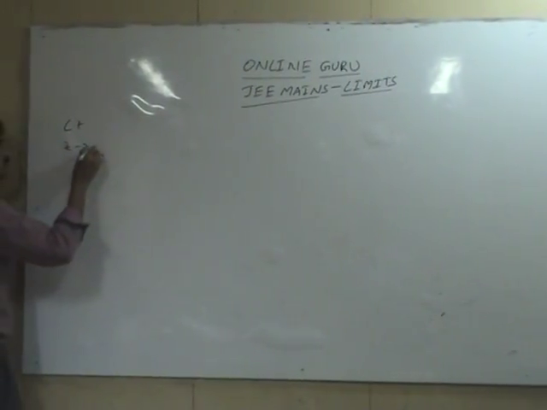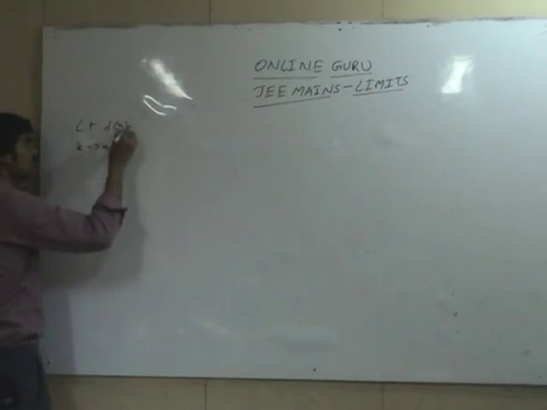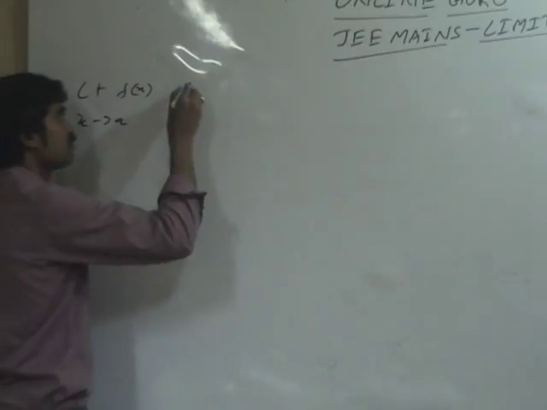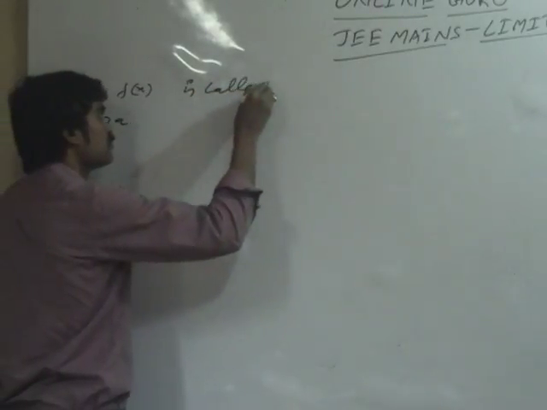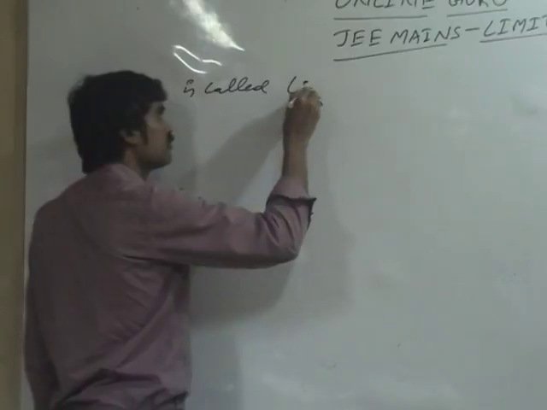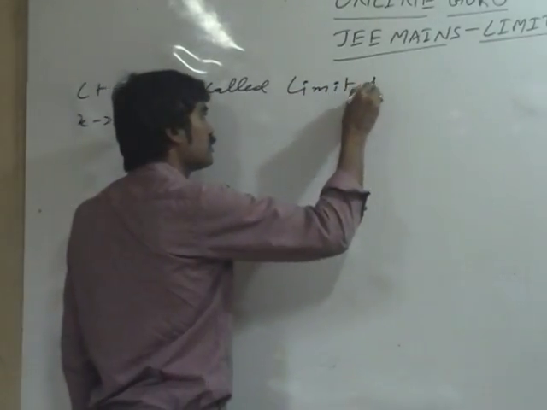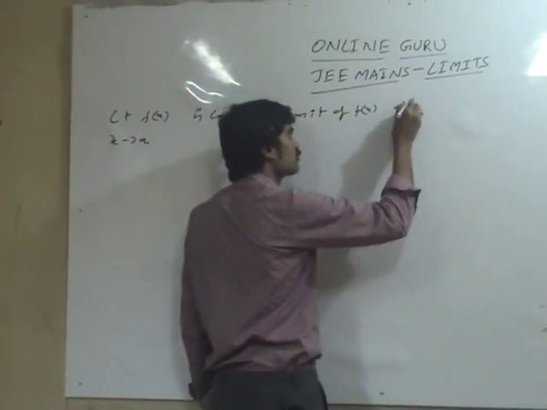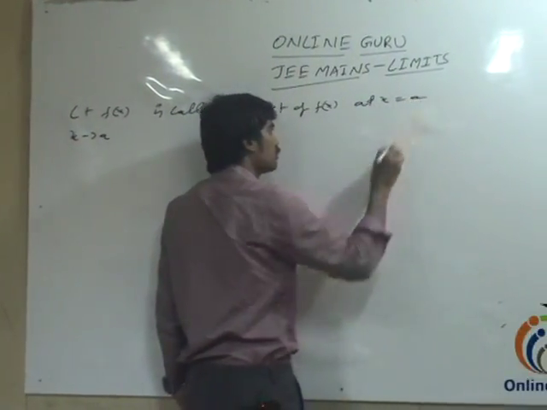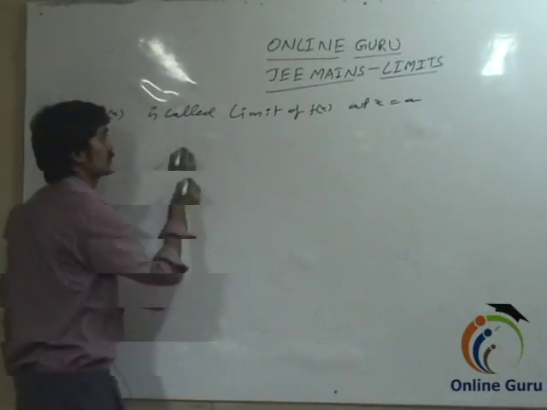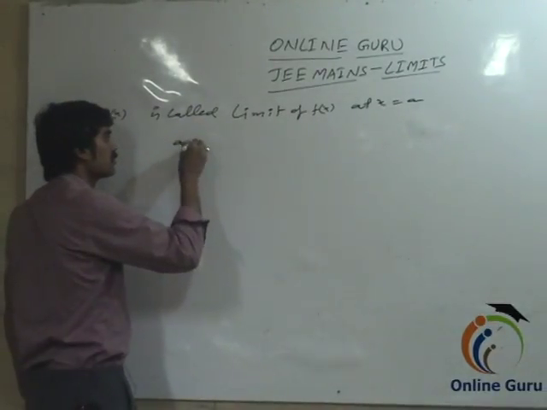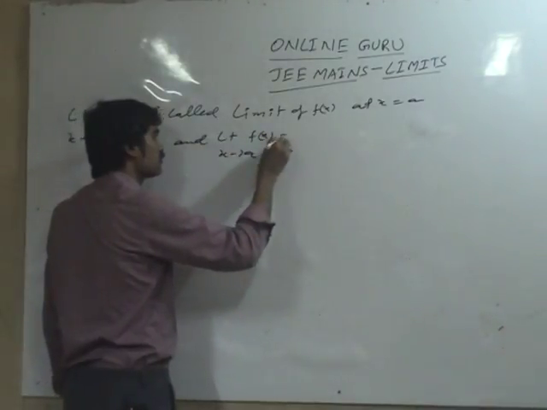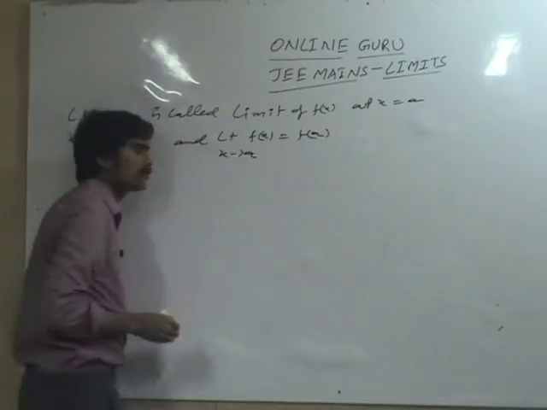Limit x tends to a f of x is called the limit of f of x at x equal to a, and limit x tends to a f of x equal to f of a.